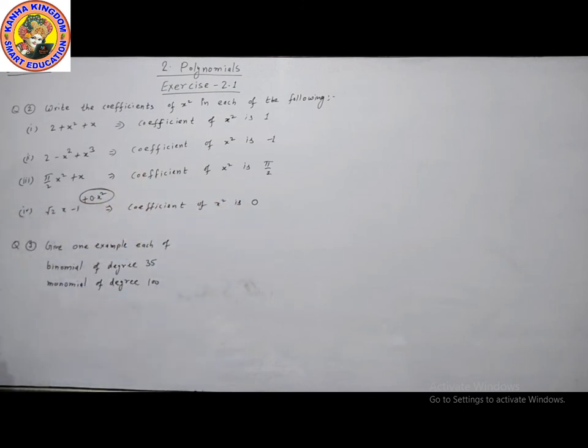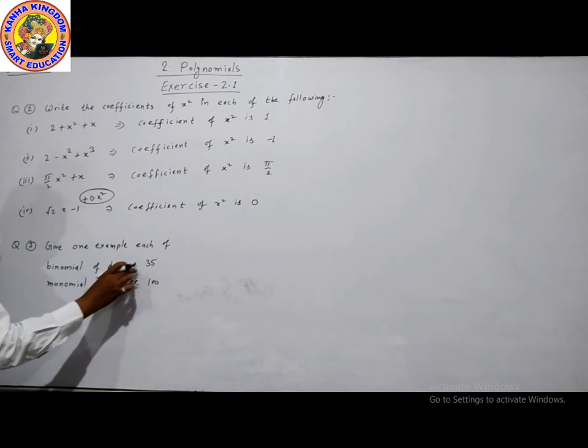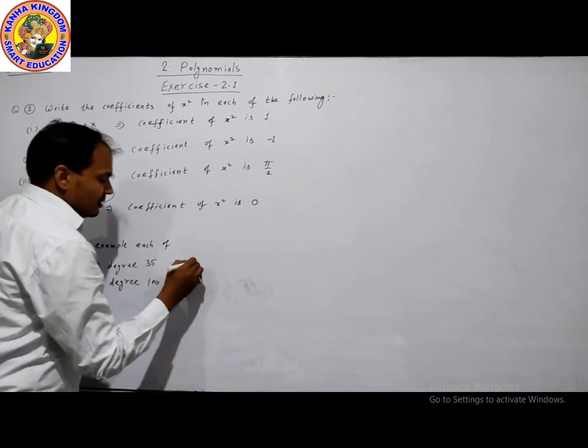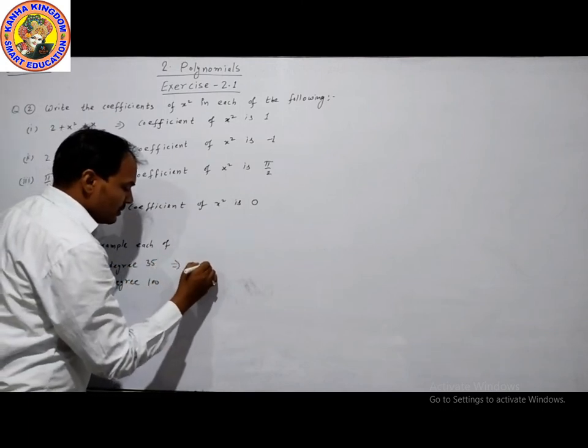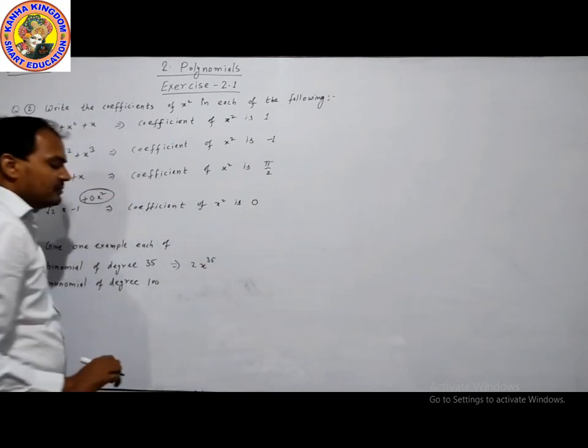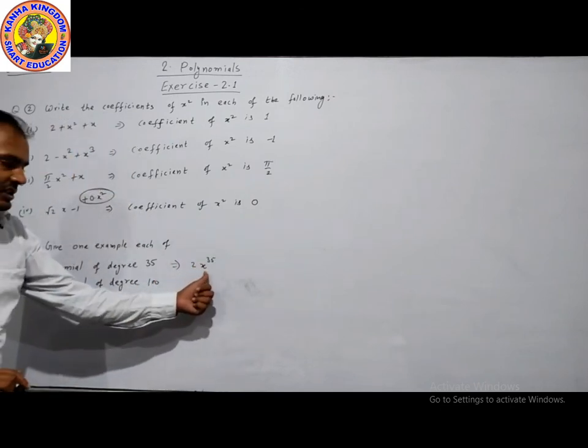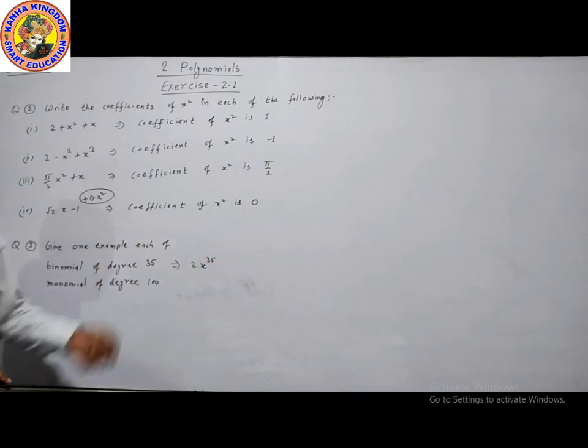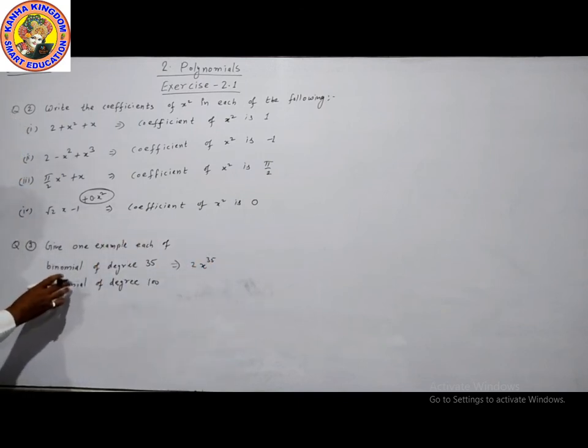Now next question, question number 3. Give one example of each: monomial, binomial. This equation uses a single term. This is our single term of degree 35. 2x power 35. Only a single term having power 35.